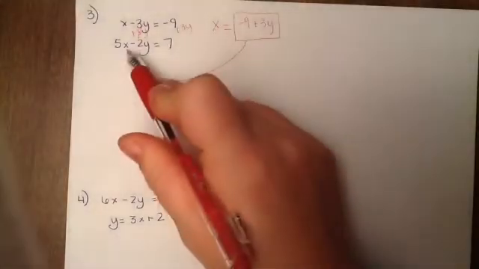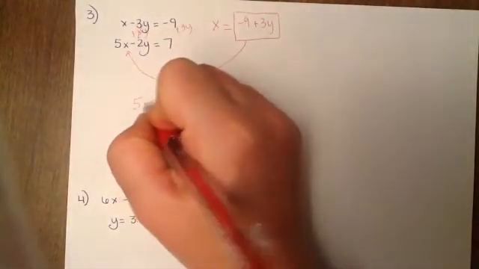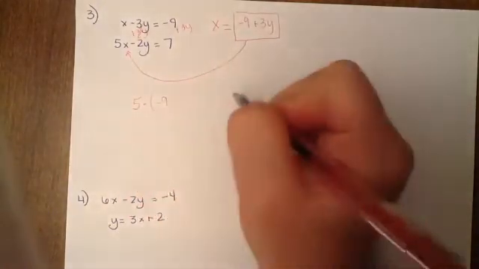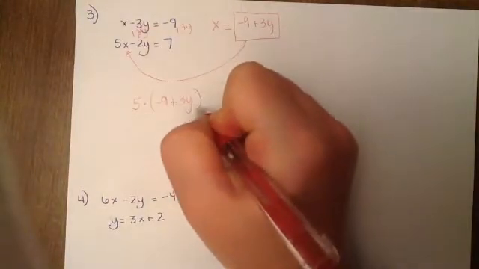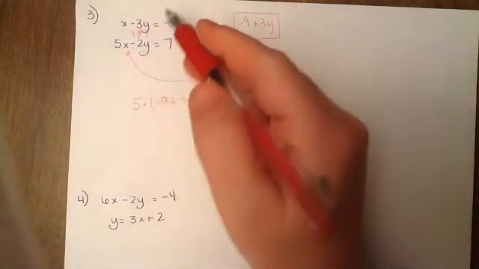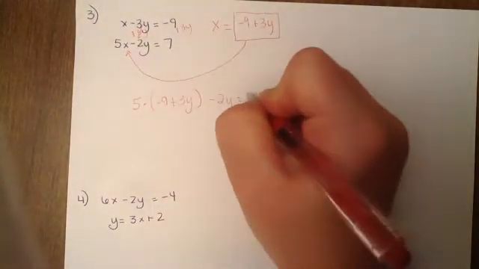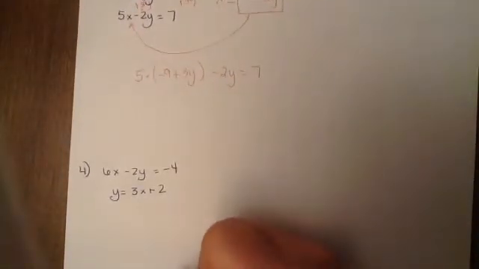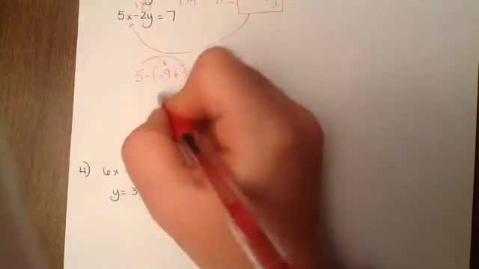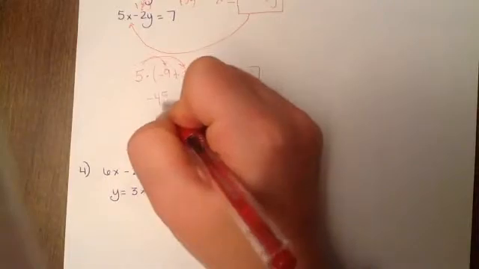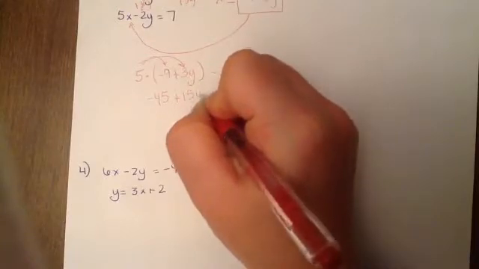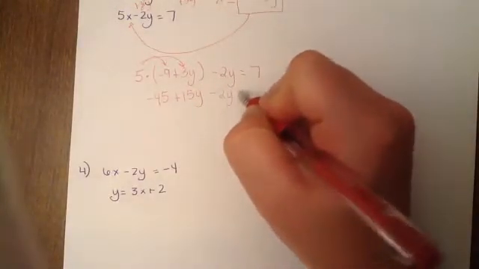When we took this and plugged it in, we should get 5 times, and instead of x we have, in parentheses, -9 plus 3y. So I'm replacing x with this piece. I also then have minus 2y equals 7. What did you do next? Distribute the 5. 5 times -9 is -45. 5 times 3 is plus 15y, minus 2y equals 7.